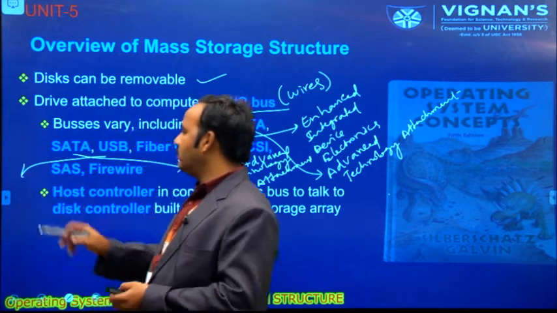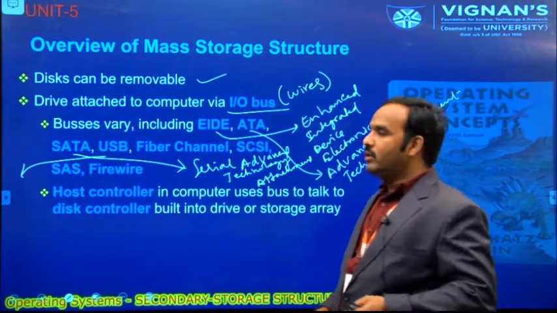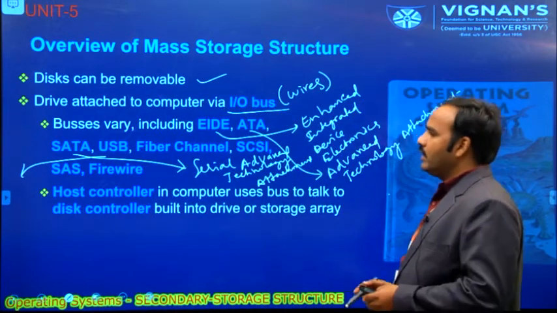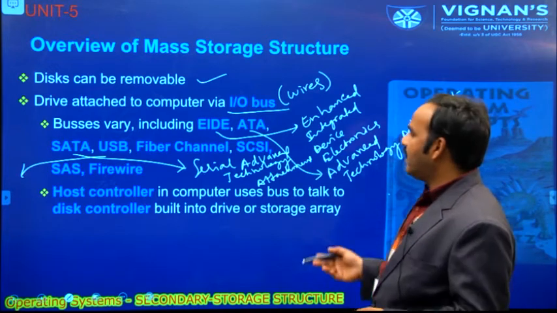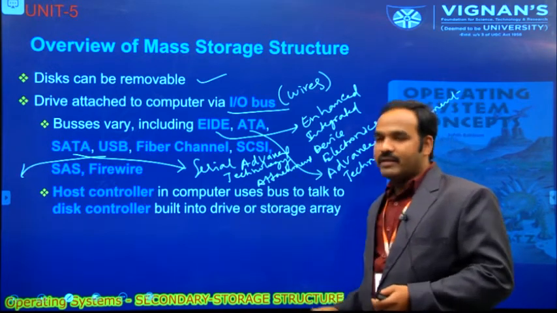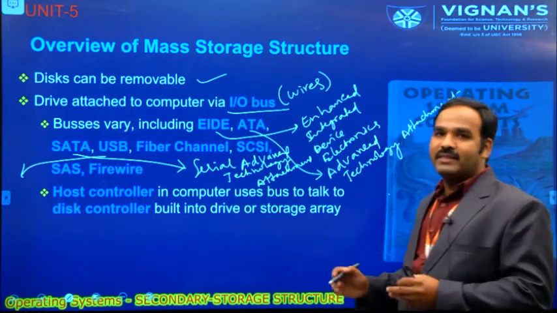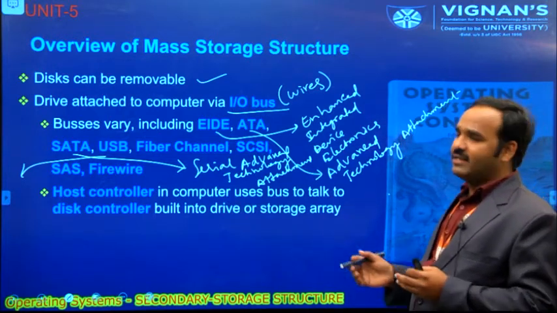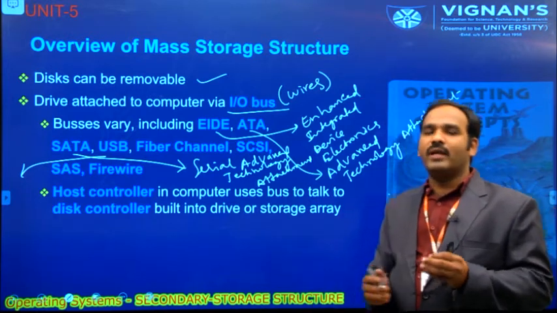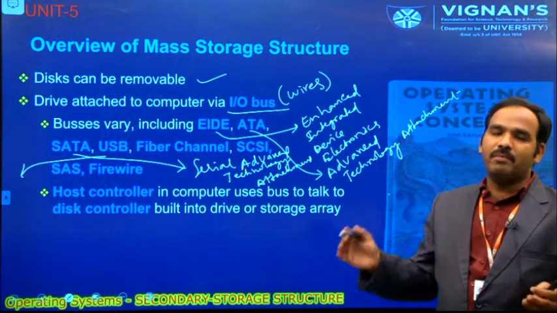USB, nowadays it is possible to connect the hard disk using USB, universal serial bus, and fiber channels, SCSI, SAS, FireWire, like that. There are so many types of buses. These are the various kinds of buses. Using these buses, you can connect the hard disk to the computer.